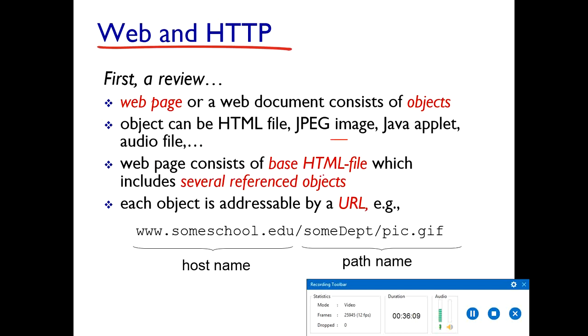A web page consists of a basic HTML file which includes many referenced objects. So in that HTML file, we make use of the objects to which we provide some reference. Each object is addressable by a URL. The full form of URL is Uniform Resource Locator. So for example, www.someschool.edu/somedepartment/pic.gif. The first part, until edu, tells us the host name, and the last part tells us the path name for that object.